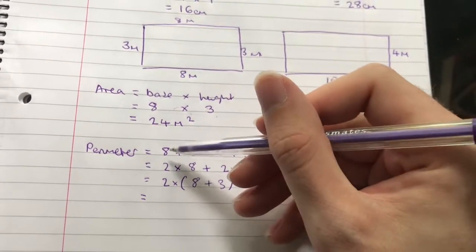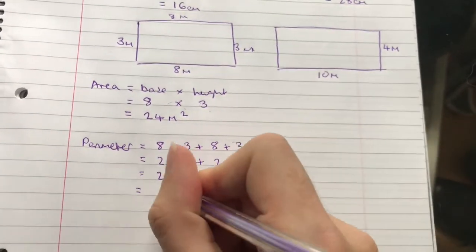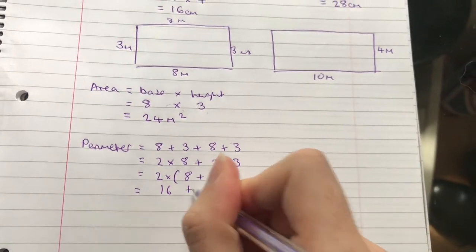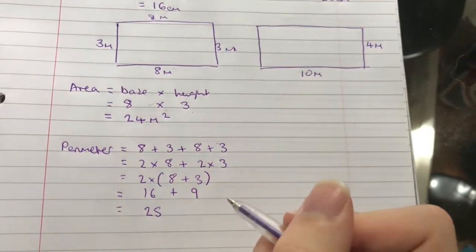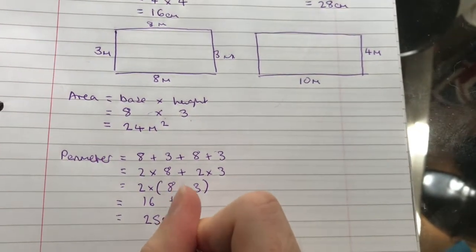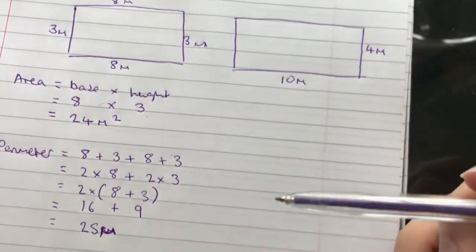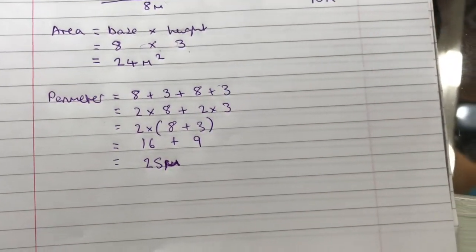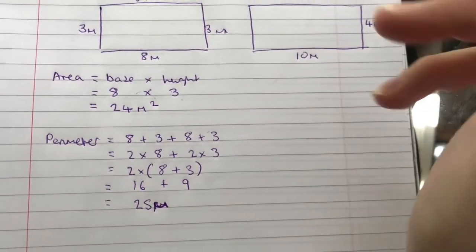So I'm going to use this first one. 2 times 8 is 16, plus 2 times 3 is 6. 16 plus 6 is 22. Okay, and what are our units? That would be metres, not centimetres. I made a mistake there. It's metres. So it's quite easy to make mistakes. So let's try and be careful. Make sure you check your units at the end. Don't make a mistake like I did.